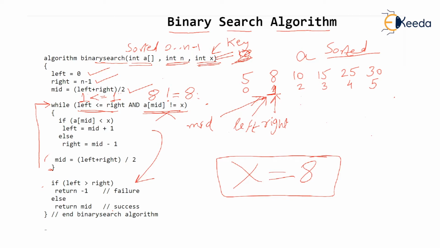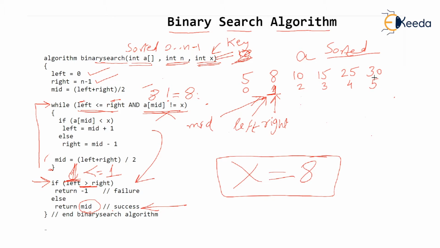Now when the loop breaks, we are at the if statement and we will inquire, why did the loop stop? Did the loop stop because left crossed over right? No, not really. Because left is still 1 and right is also 1. So here this greater than is false. Left is not greater than right. That means it wasn't a failure. So we will go to else and we will return mid. So it will return the place or the position where X was found. I hope you got this algorithm.